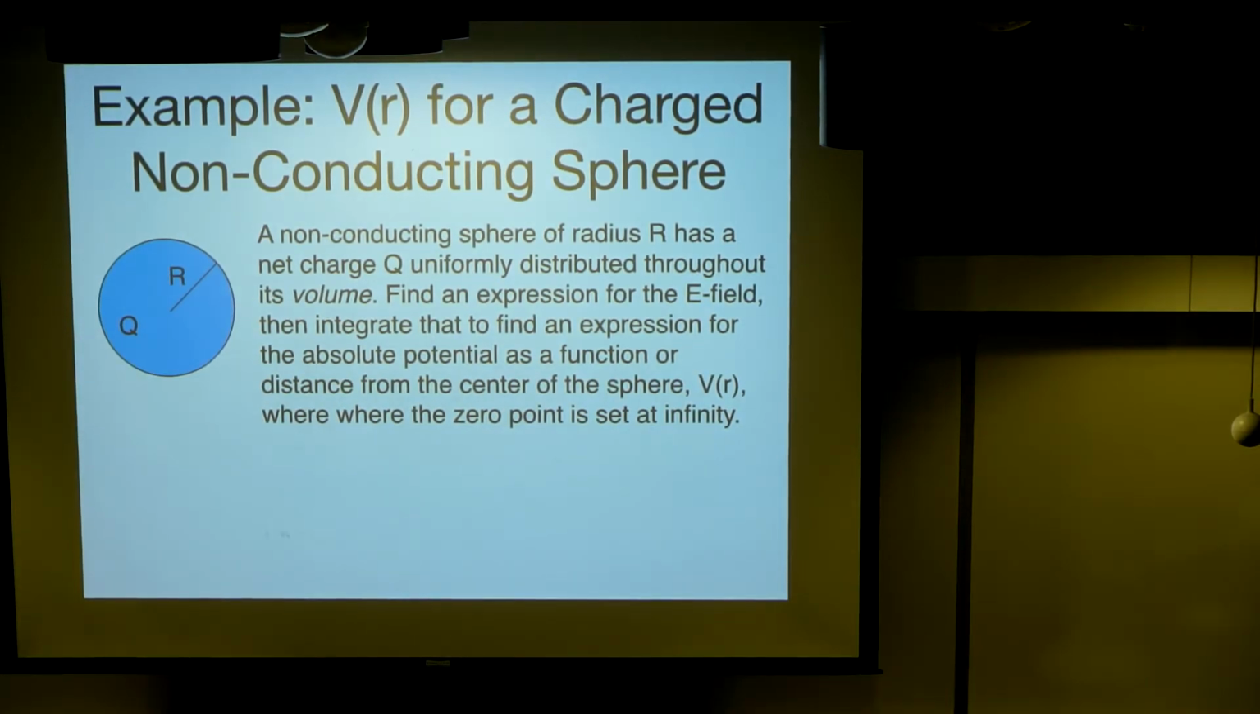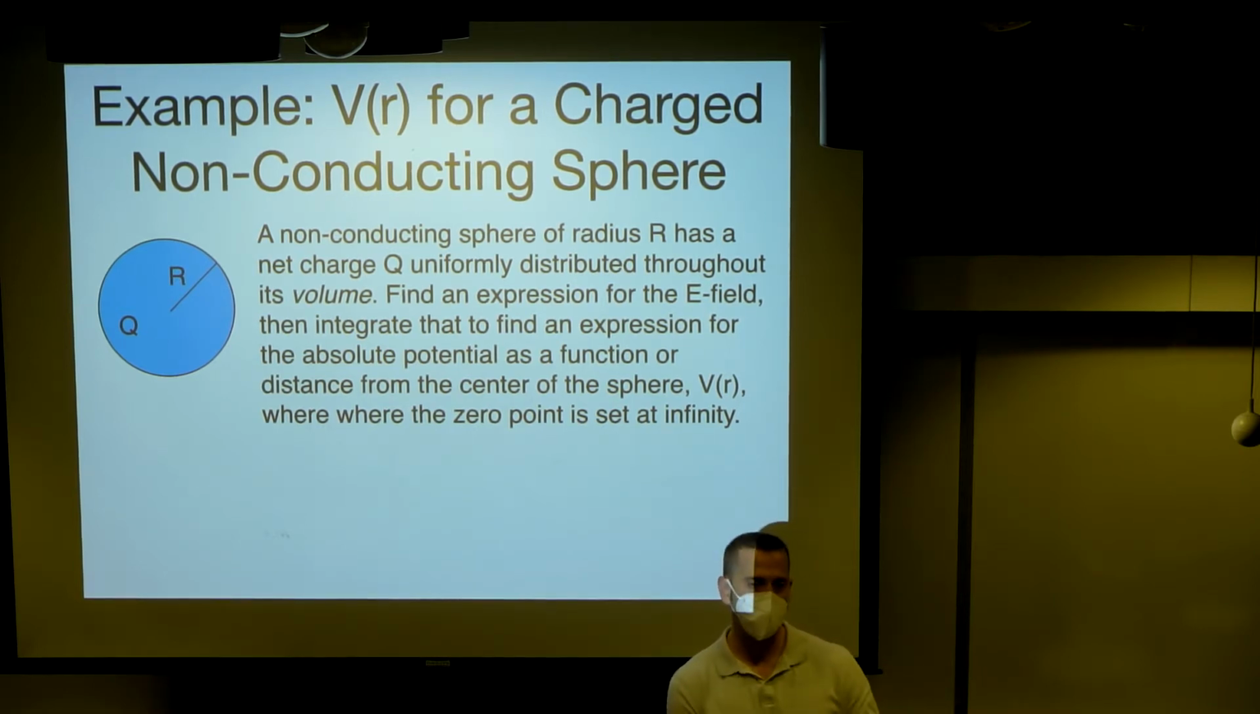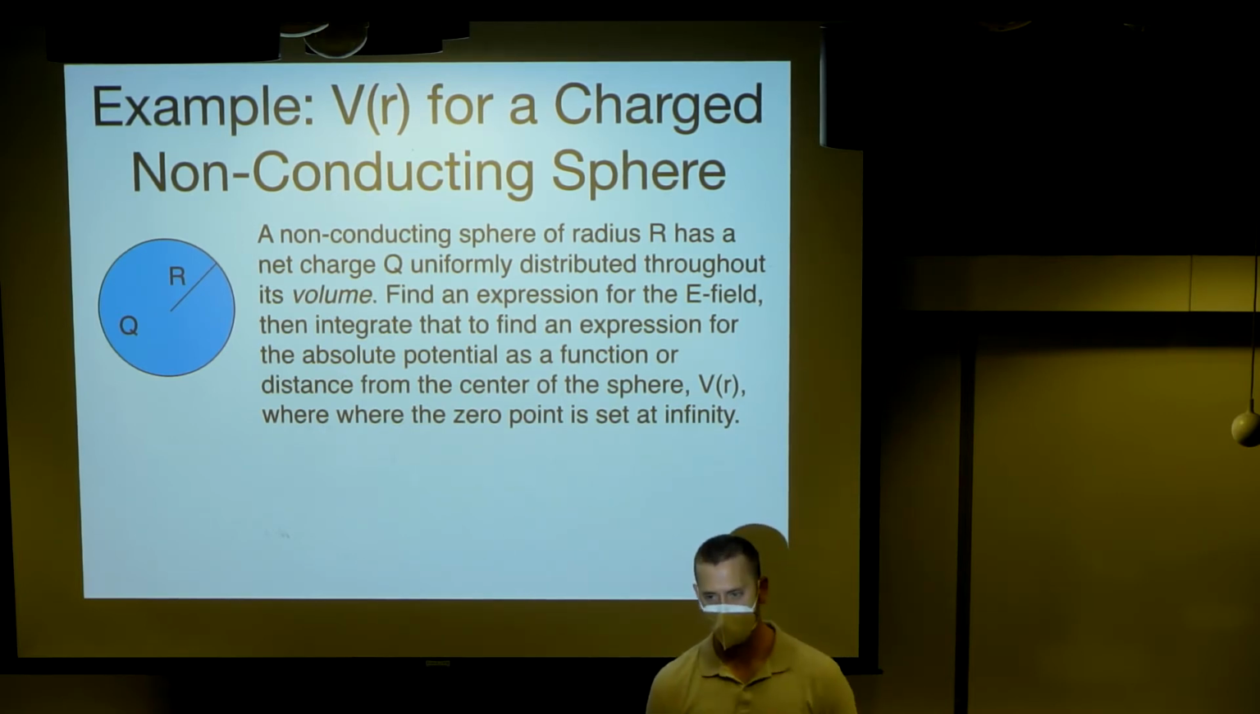So I want to do a slightly different problem. It's going to involve integrating over an E field to get V as a function of R just like before. But we're changing the situation slightly. We're going to imagine that now we have a non-conducting sphere. So what changes basically is if we have a non-conducting sphere, the charge on it doesn't just have to be confined to the surface anymore. Instead, it can be distributed throughout the volume.